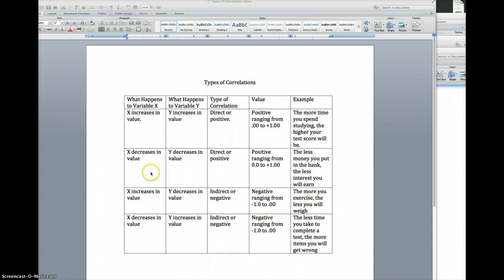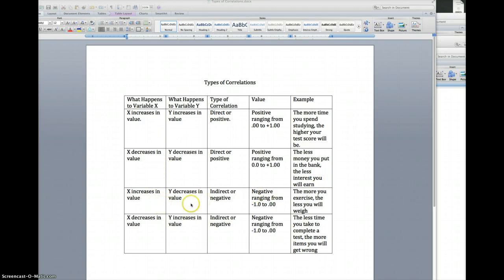Another way to look at this is if x decreases in value and y decreases in value, that is still a direct or a positive relationship because they're both heading in the same direction. Again, this is a situation where our correlation should be 0 to 1. So in the example we have, the less money you put in the bank, the less interest you will earn. Both those things are going down.